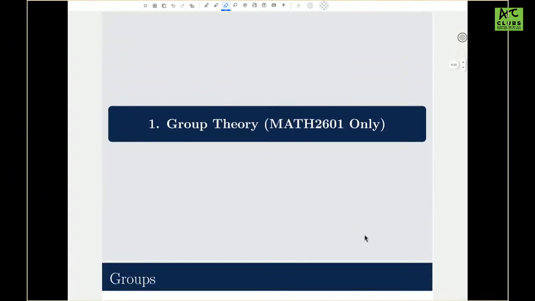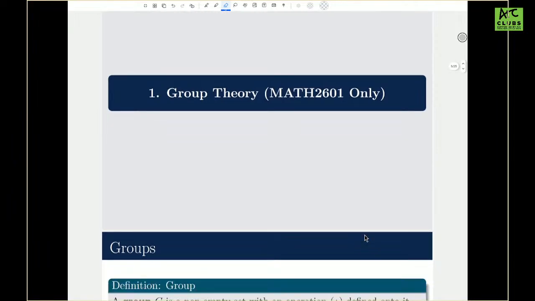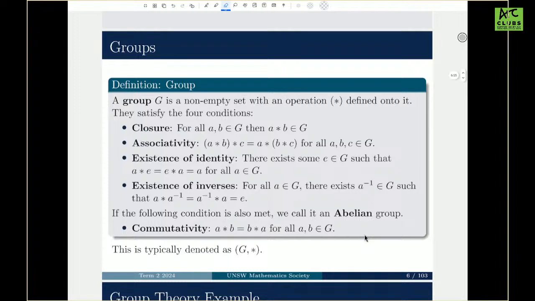That was just a list of topics that we'll be covering. First part is group theory. Okay, so just to start with some definitions of what a group is. A group is a non-empty set with an operation defined on it, and this operation is really a binary operation. That means it takes two inputs inside the set, and it has to output something that's in the set.